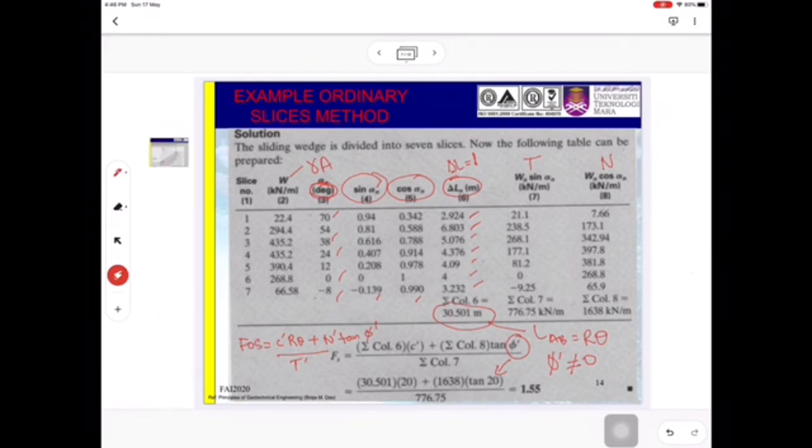If you don't want to use column 6, it's okay. You can use R theta instead of column 6. Instead of summation of L, you can use R theta because we know the R value and the theta value. Okay, so this is an example from Braja M. Das.